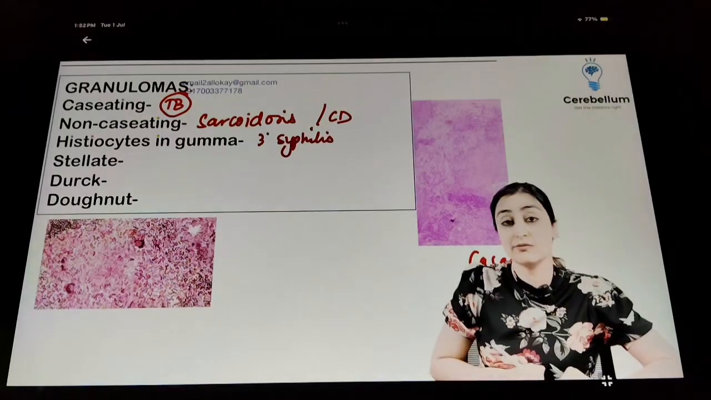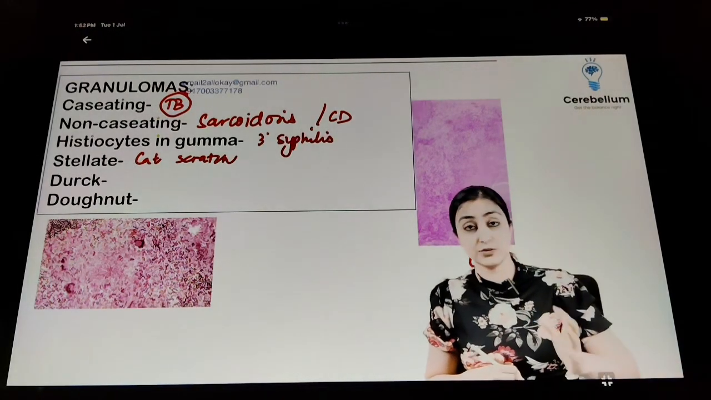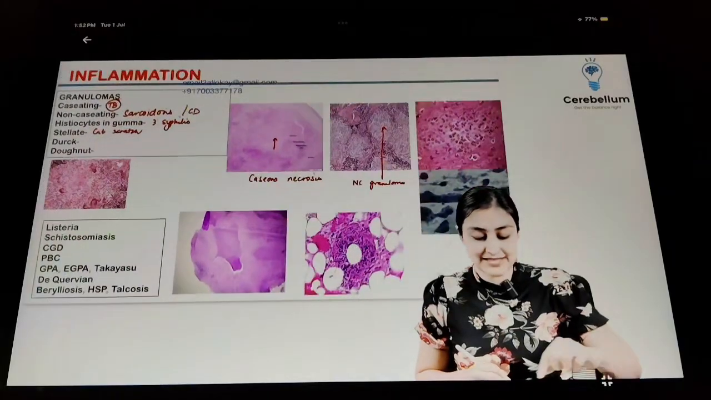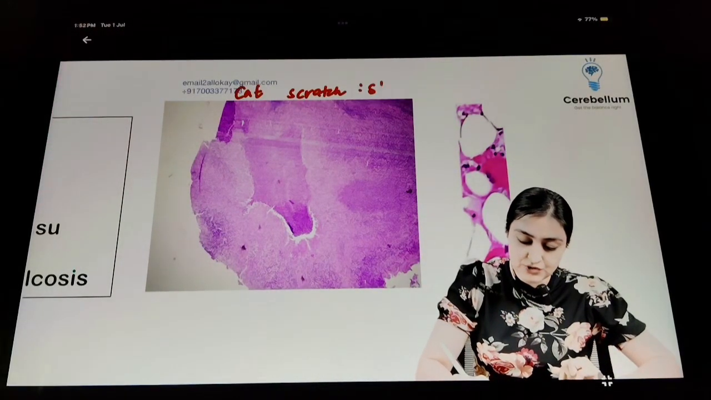So gummas are also granulomas, and that's in tertiary syphilis. Very important question. Cat scratch disease has stellate granulomas. We will also study this in microbiology, right? So cat scratch disease has a stellate granuloma, and this is what it looks like. This is an image of a stellate granuloma.